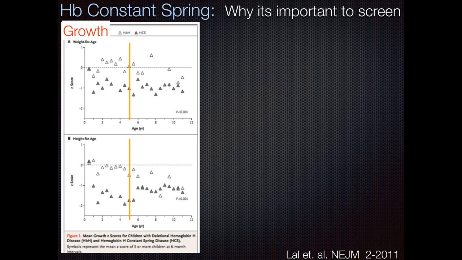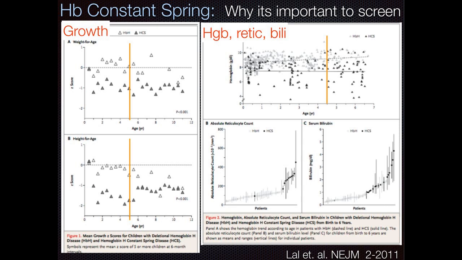The orange line shows changes by age 5, because for newborn screening, you really care about things that affect children under 5 years of age. So there's a dramatic difference in height and weight for those with hemoglobin H constant spring below age 5. The top panel on the right is the hemoglobin, which again you see is lower, and the bottom 2 panels just show that with hemoglobin H constant spring you have more reticulocytes, which means you're working much harder to make blood, and your bilirubin's higher, showing that you're hemolyzing, you're breaking down red blood cells more readily.